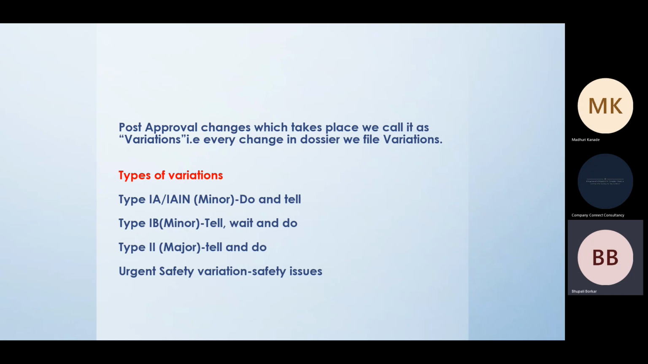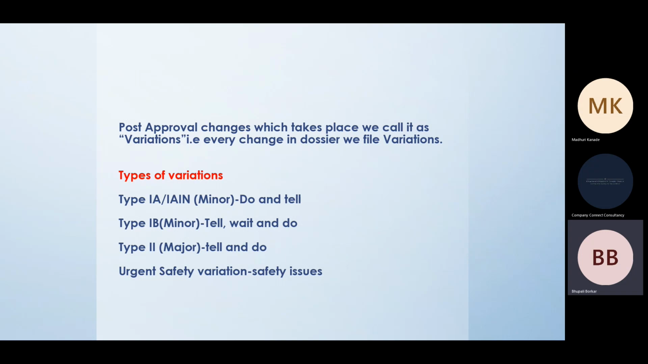So that is type 1A IN variation. Then next comes type 1B. It's a minor variation, but here you have to tell the authority first, wait for the approval, and then do it. You cannot change your dossier unless the authority informs you to change it, because here there are slightly major changes.